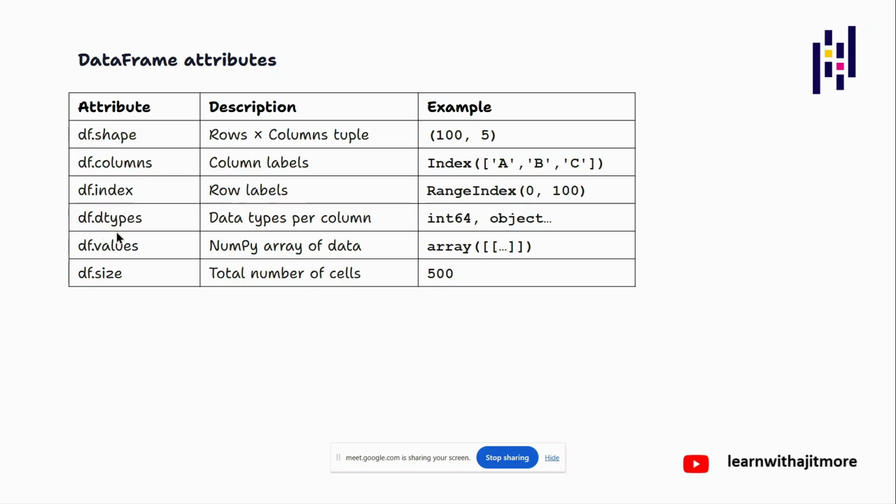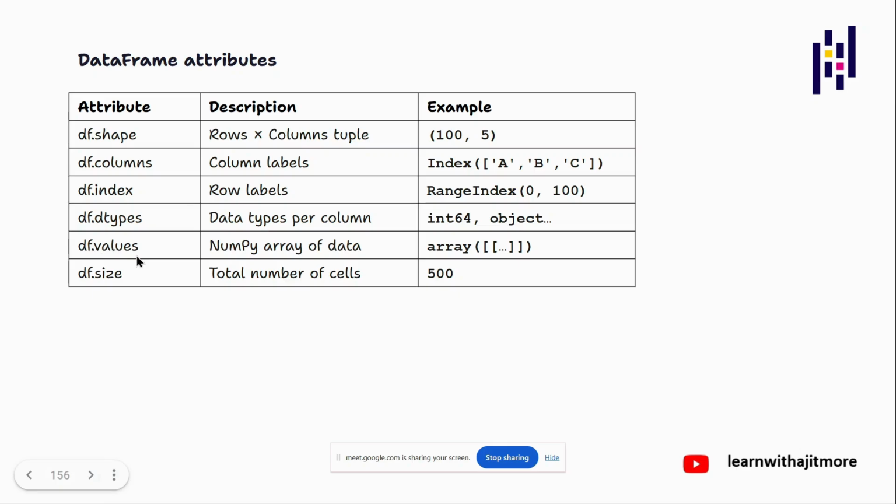Then df.dtypes. Now df.dtypes will return the data types of each Series, because each column is a Series. I hope you know it, right? The DataFrame is made up of a group of Series. So every Series will have the same data type values. So what are the data types of each Series? That you can get by df.dtypes.